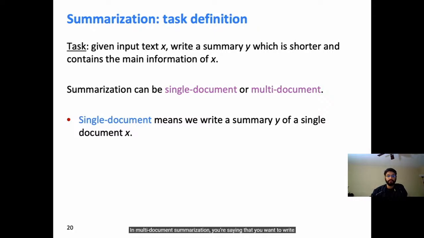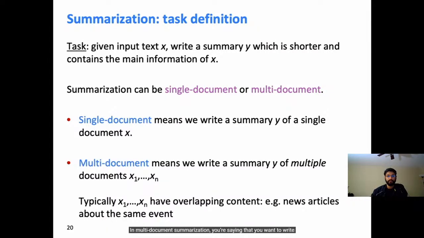In multi-document summarization, you're saying that you want to write a single summary Y of multiple documents, X1 up to Xn. And here, typically X1 up to Xn will have some kind of overlapping content. So for example, they might all be different news articles from different newspapers about the same event, right? Because it kind of makes sense to write a single summary that draws from all of those. It makes less sense to summarize things that are about different topics.